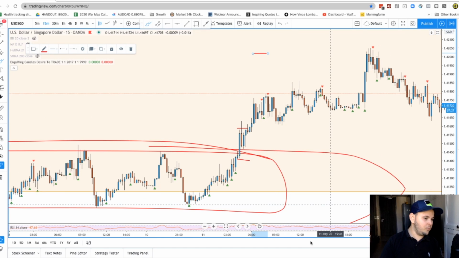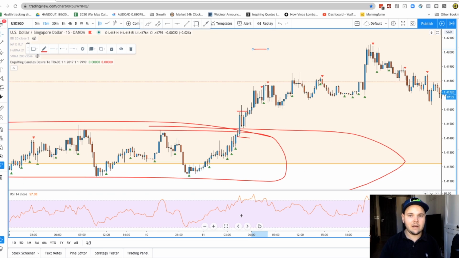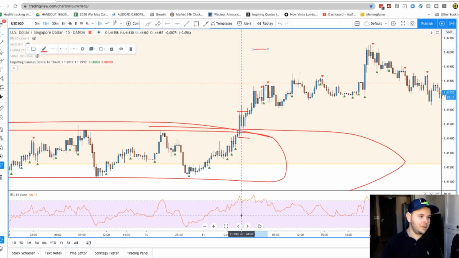Keep in mind that the other rule I use to confirm the breakout is the RSI. I would want the RSI to be overbought when we are reaching the top of the range and when we break the range, which is what we have over here.